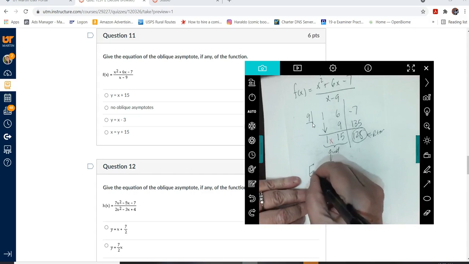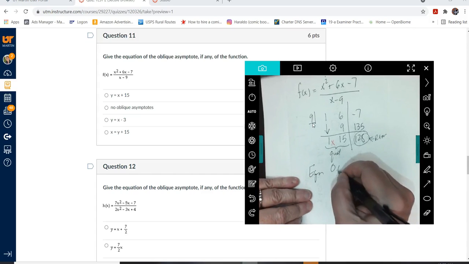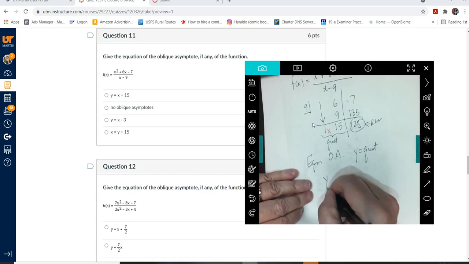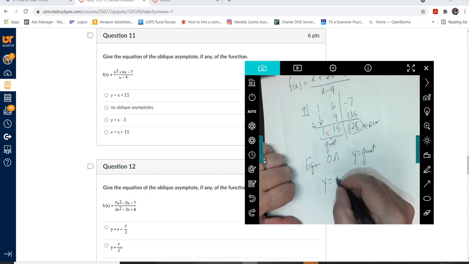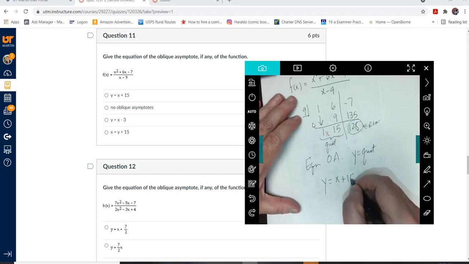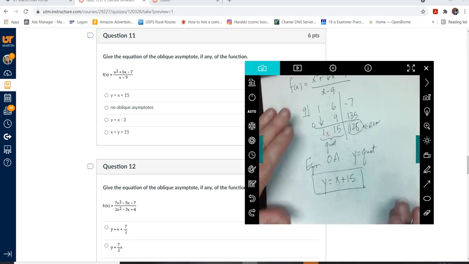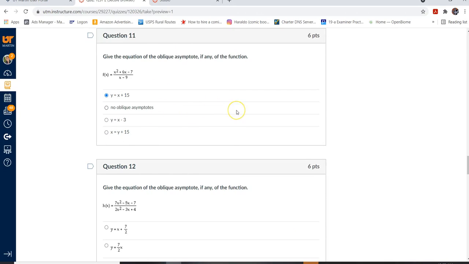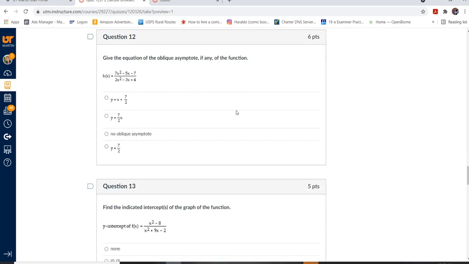So the equation of the oblique asymptote is y equals the quotient. So it's going to be y equals 1 times x plus 15. That's the equation of my oblique asymptote. Okay.